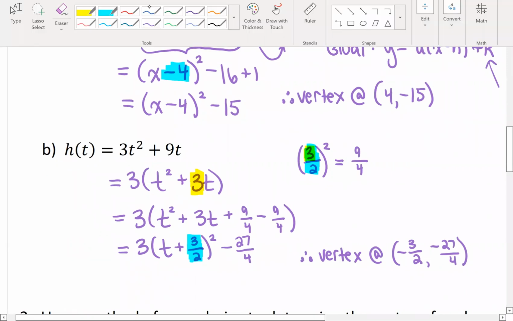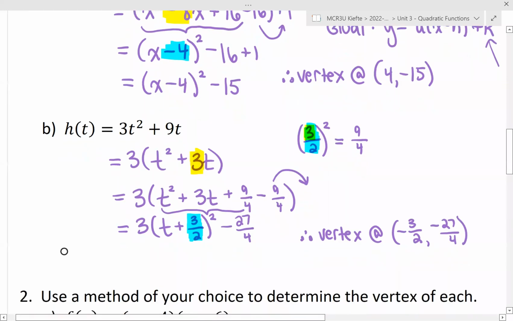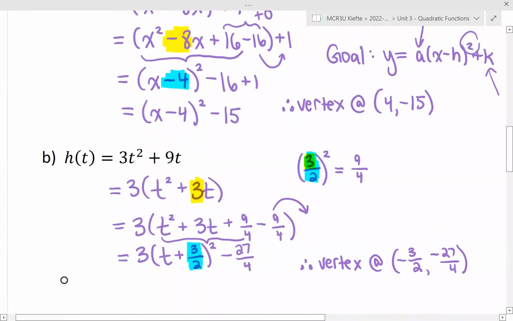This is a tricky part that is often forgotten: again, we just factor these first three terms. So this -9/4 now needs to leave and join part of the k value, but as it's exiting this bracket, it needs to be multiplied by 3. So that's where this -27 comes from. And again, we have our vertex there.